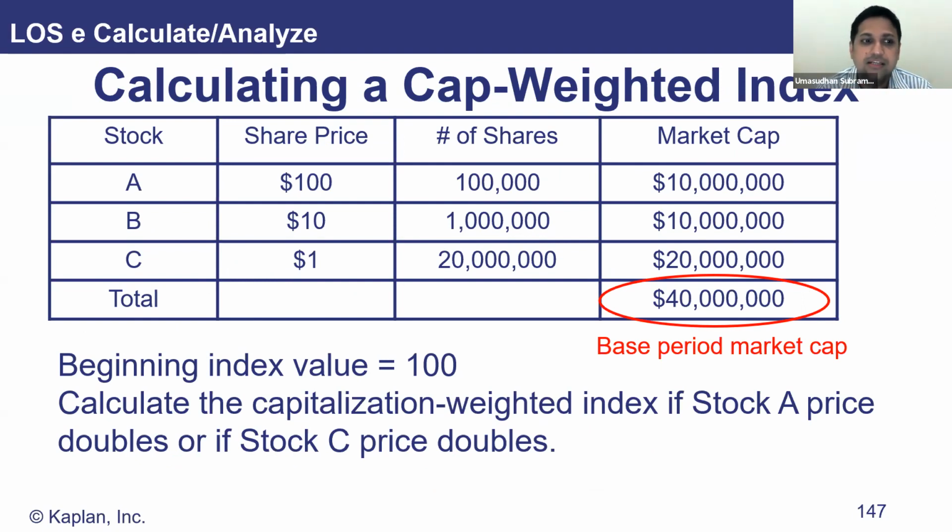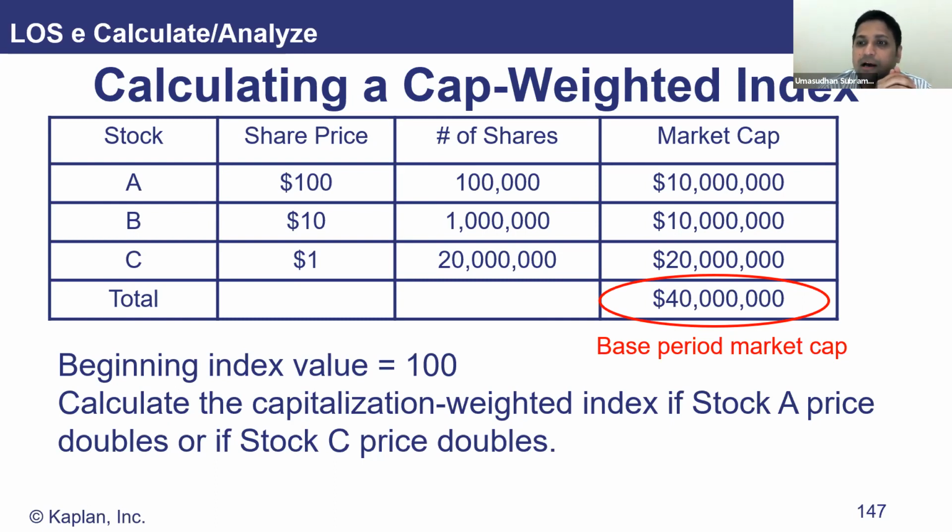So look at this: A, B, C. There are three stocks. A 100 price, B 10, C 1. The number of shares: 100,000, 1 million, 20 million. So you see the relationship. If you have a higher number of shares, the share price will be lower. And if you have a lower number of shares, the share price will be higher. This is what I told you. You cannot compare the share prices of companies directly.